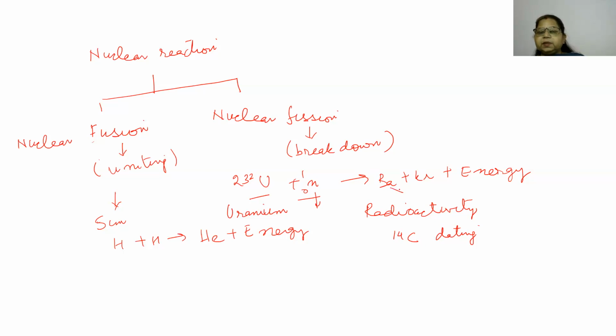One of them is barium, and this one is krypton. And an enormous amount of energy is released during it. And this reaction is used in making the atom bomb.